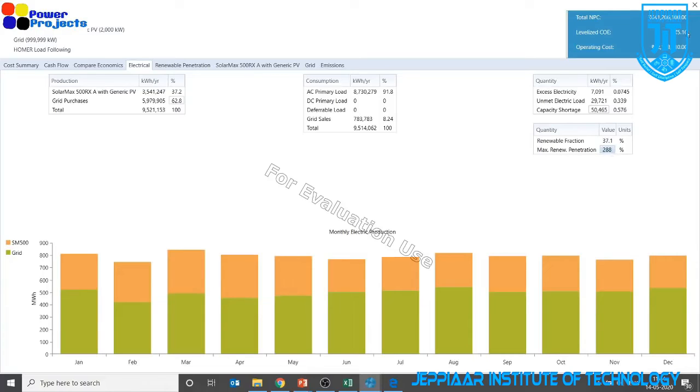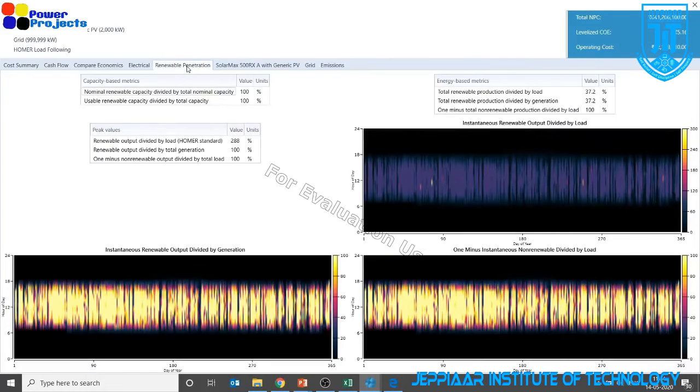So you can look at this levelized cost of energy is 5 rupees 16 paise. And so let me go to the renewables. Yeah, you can say the instantaneous renewable power output divided by generation, instantaneous renewable power output divided by the load, 1 minus instantaneous non-renewable, etc. So here you can see, the solar is available only in the daytime. That is probably how to read this graph.